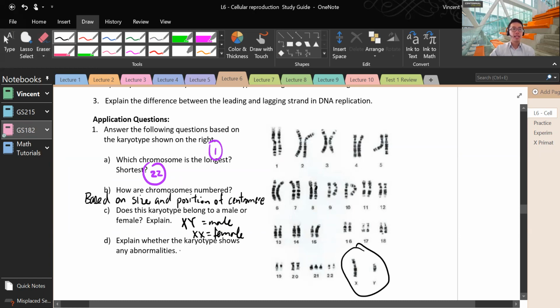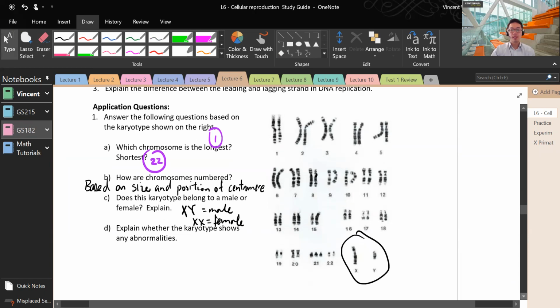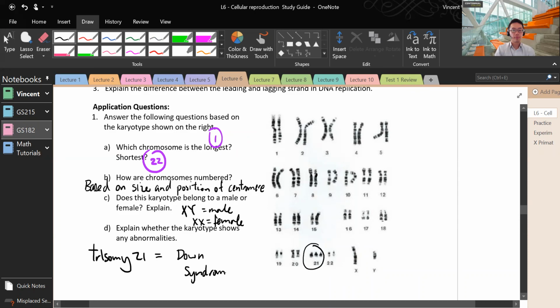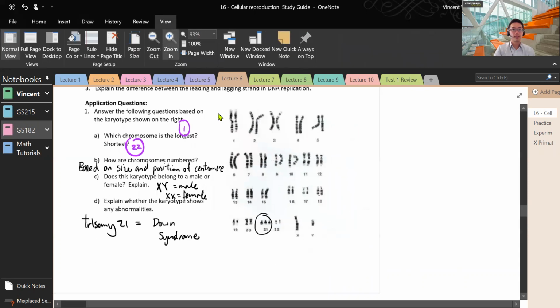Explain whether the karyotype shows any abnormalities. So anything wrong with this? See this picture? Any abnormalities? Yep, Tina says there's an extra chromosome 21. So we call this trisomy 21. Having 3 copies of chromosome 21 leads to Down syndrome. So there you have it.